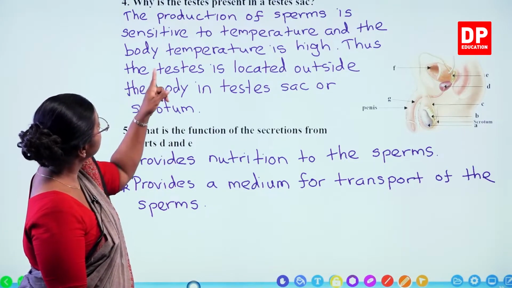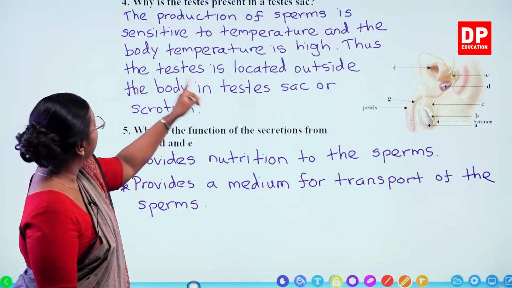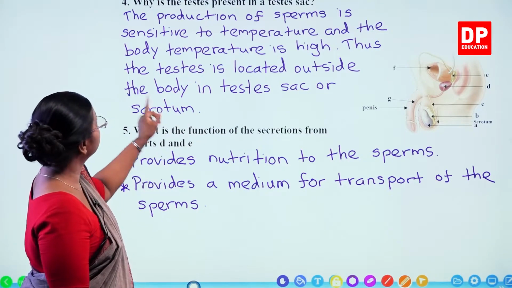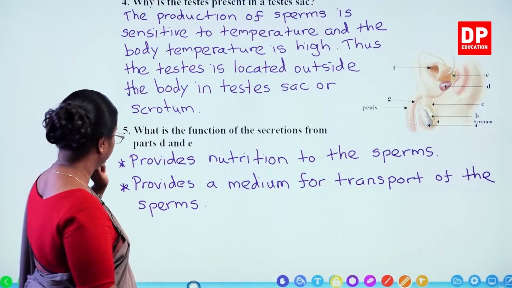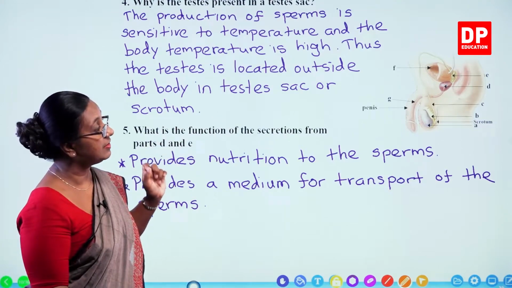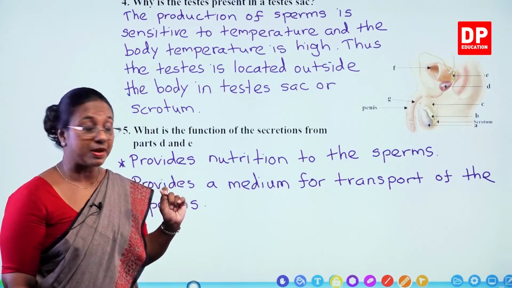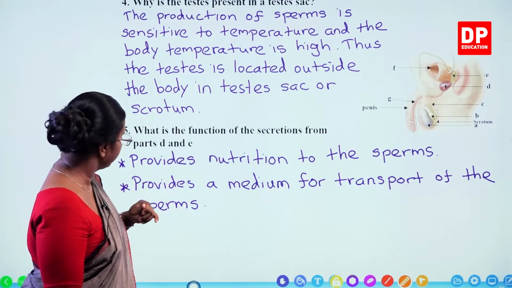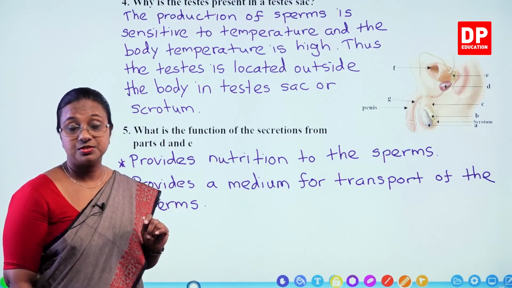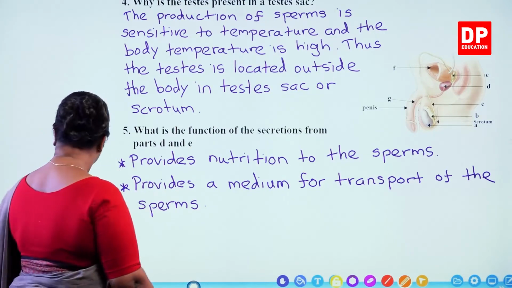So you all know, students, the production of sperm is sensitive to temperature. Therefore, and the body temperature is too high for that. Thus, the testis is located outside the body in testis sac or scrotum. Then the function of the secretions from part D and E, seminal vesicle and prostate gland, or part D is prostate gland, E is seminal vesicle. Provides nutrition to the sperms, provides a medium for transport of the sperms. So those are the functions. With that, students, we will move on to the next question.